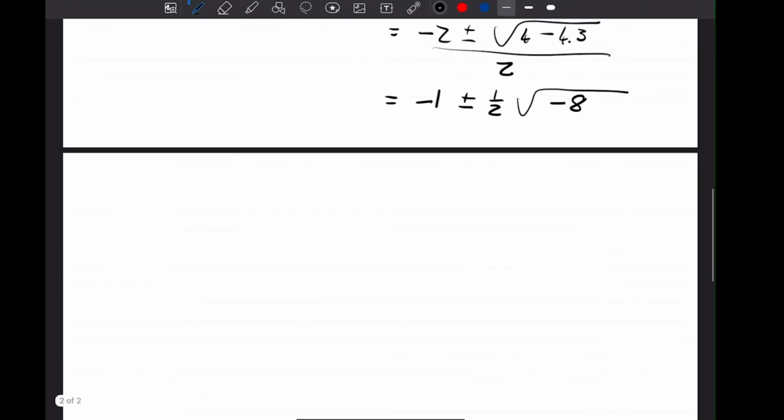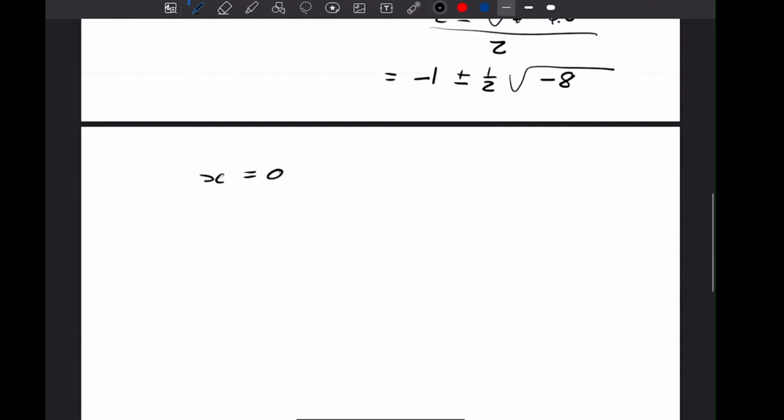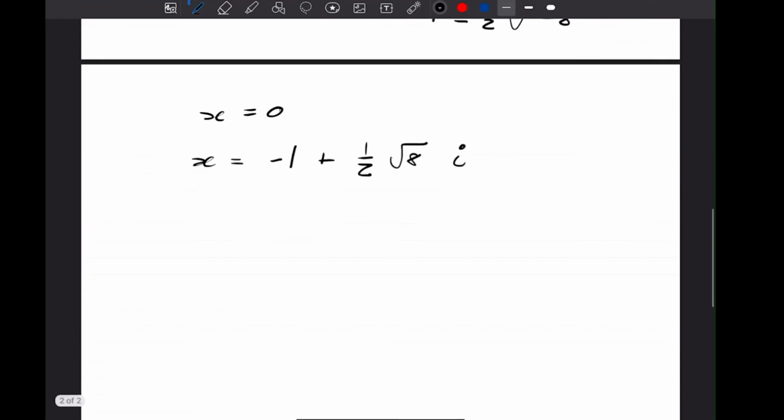So the solutions to this equation are x is equal to 0, and x is equal to minus 1 plus a half square root of 8 times i, and x is equal to minus 1 minus a half square root of 8 times i.